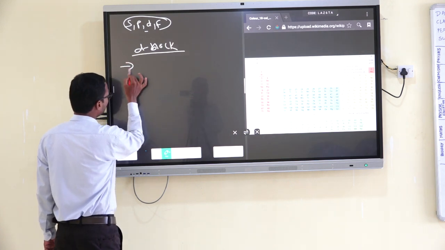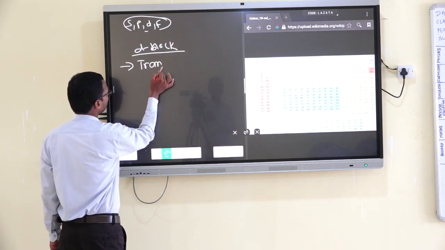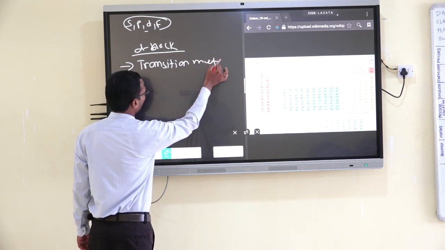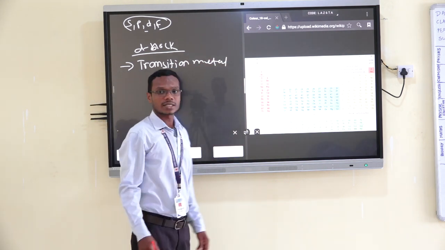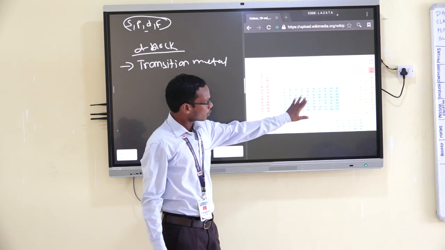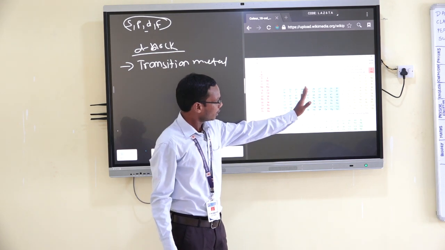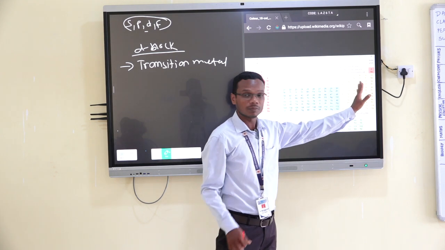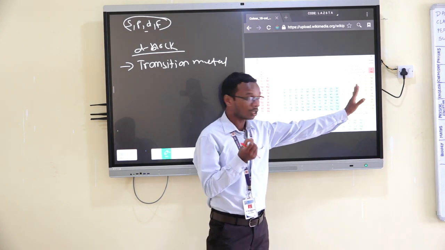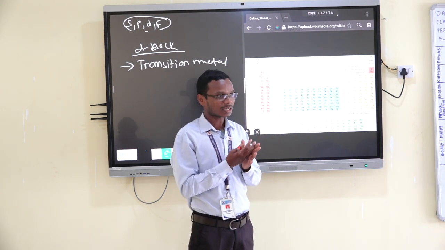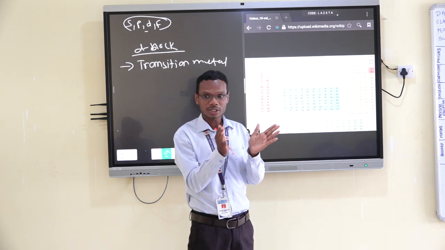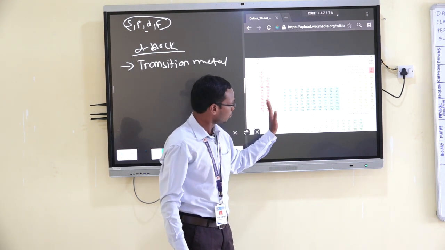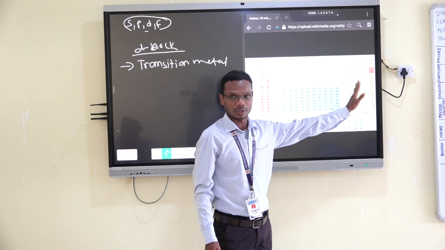D block elements are transition metals. Why are these called transition metals? If you consider these elements, on their left side the S block is present and on the right side the P block is present. So their character also transits. Transit means transfer, meaning similarities. The character of these elements transits between the S block and the P block.